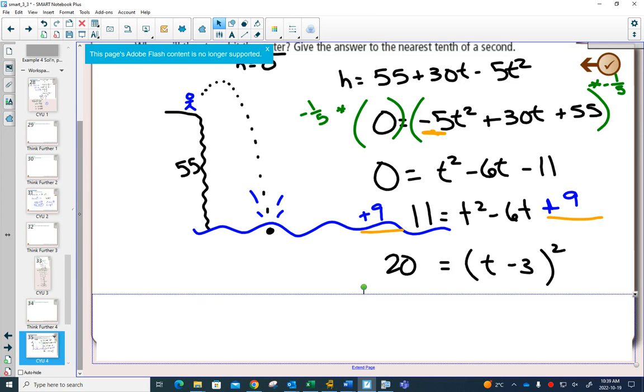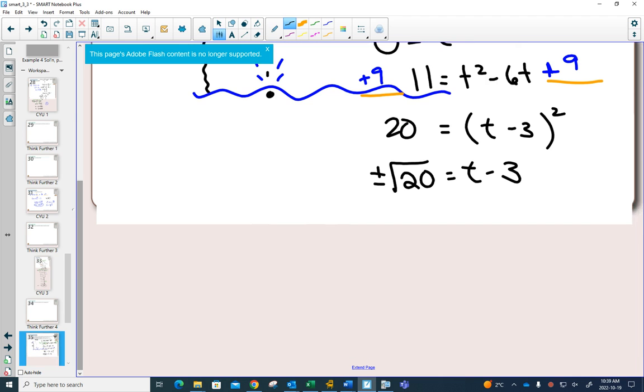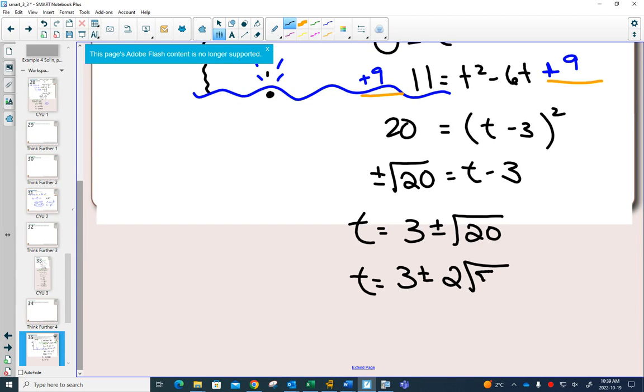And now you can square root both sides. Remember your plus or minus. You can add 3 to both sides. I like having my t equals on the left side, something about it feels better than the right side. So I add 3 to both sides. Am I done? No. What family does root 20 belong to? That's your root 5 family. So you have to simplify your square root of 20.